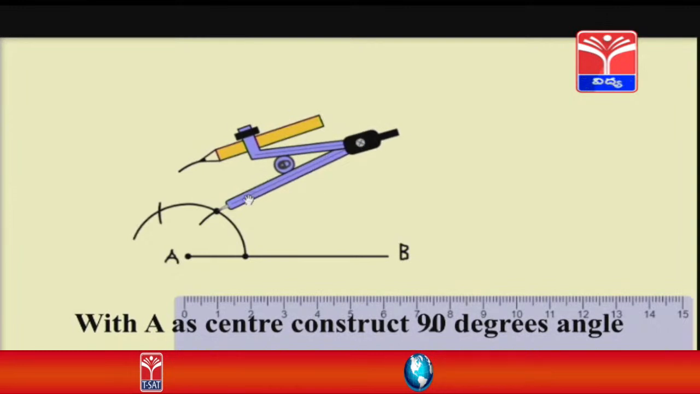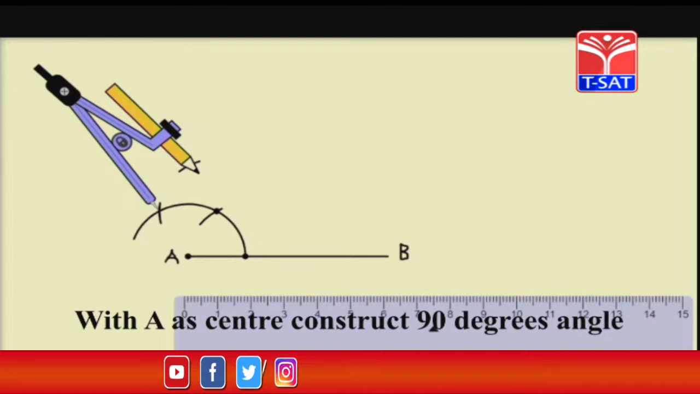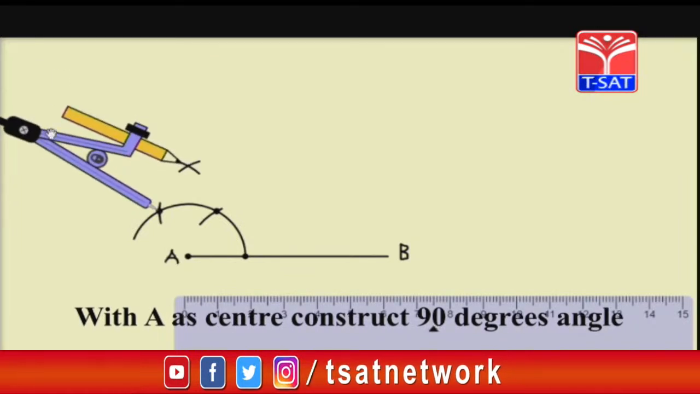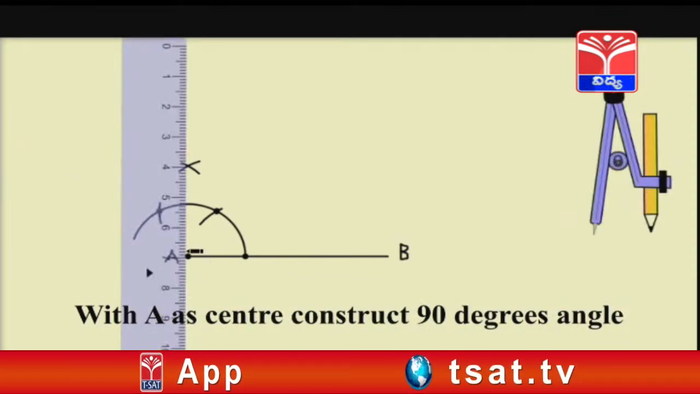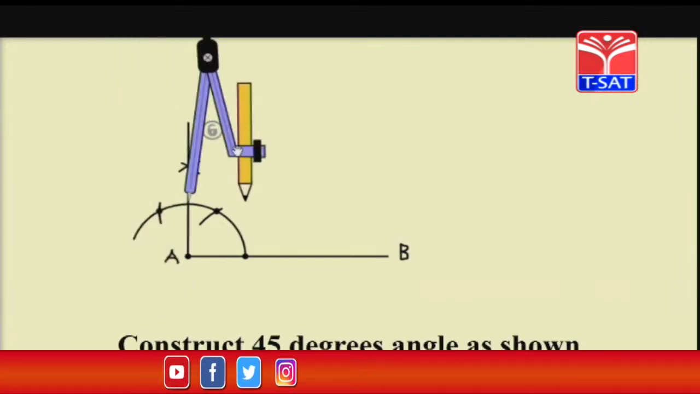So, we are going to draw two more arcs from the point of intersection, that is 60 degrees and 120 degrees, such that both the arcs intersect at a point. Now, join point A with the point of intersection of both the arcs as shown. So, we get a ray. Now, this ray makes an angle of 90 degrees with AB.